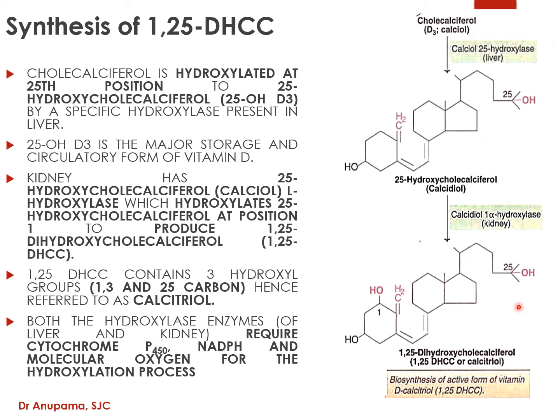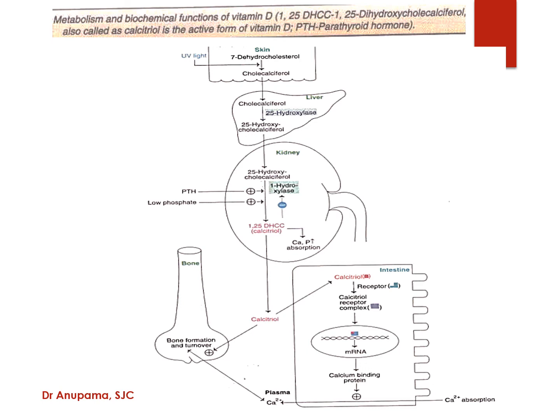Both the hydroxylase enzymes of the liver and the kidney require cytochrome P450, NADPH and molecular oxygen for the hydroxylation process. Finally, we have this 1,25-DHCC produced. Let us summarize the biochemical functions.